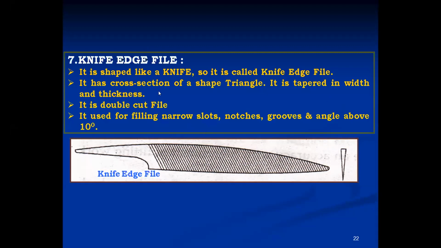It has a cross section in the shape of a triangle. It is tapered in width and thickness. So this is the taper. See here, it is tapered in width and thickness, both width also taper and thickness also taper. It is a double cut file.